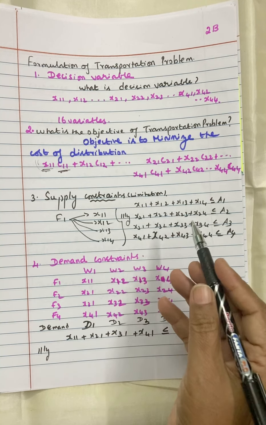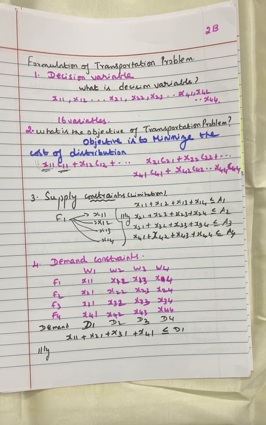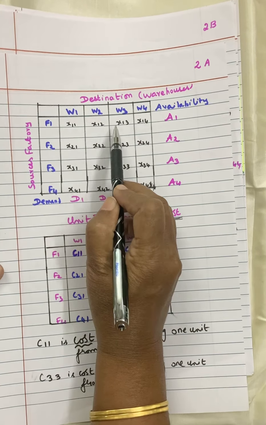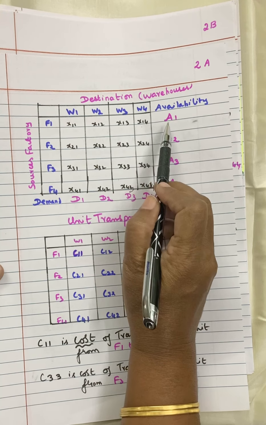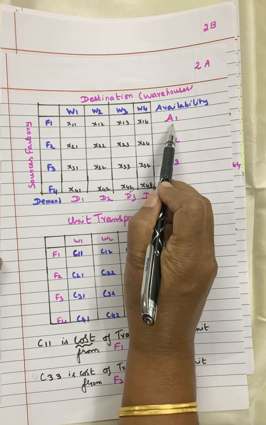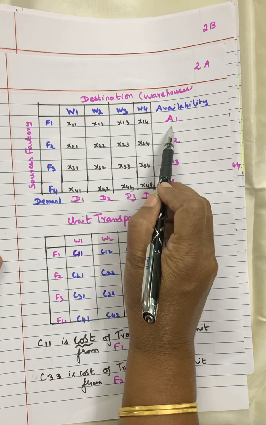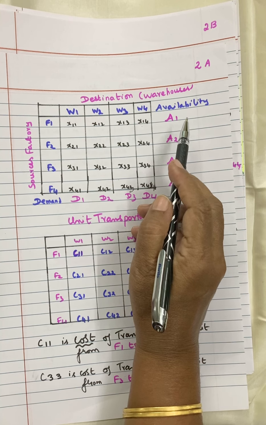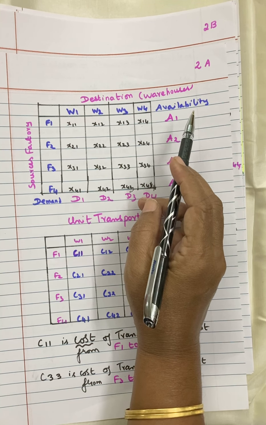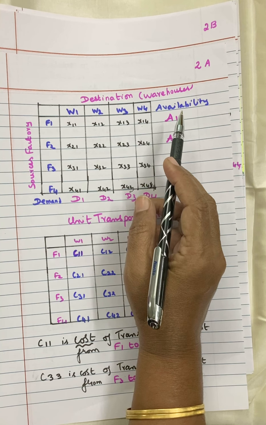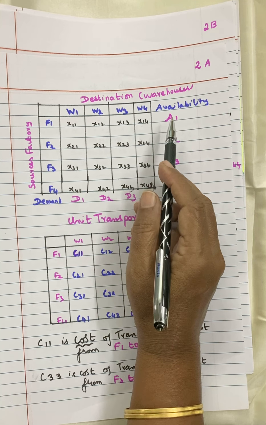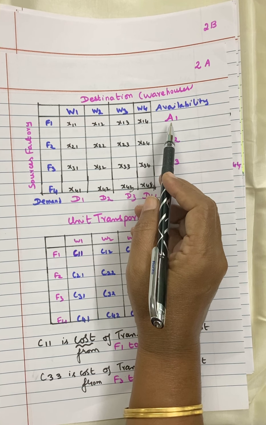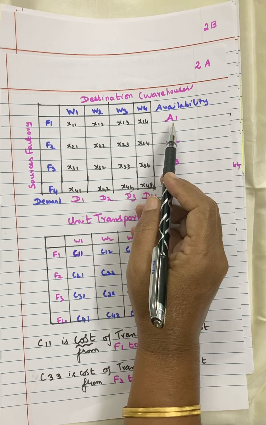Supply constraint. What are the limitations I have? If I add all of this, X11, X12, X13, X14 must be less than or equal to A1, because only this much is available. Other than that I cannot give. For example, I promise to give 50 TVs because I have manufactured only 50 TVs. I cannot promise them 100 or 200 TVs because I don't have them in my hand. I have availability of A1.